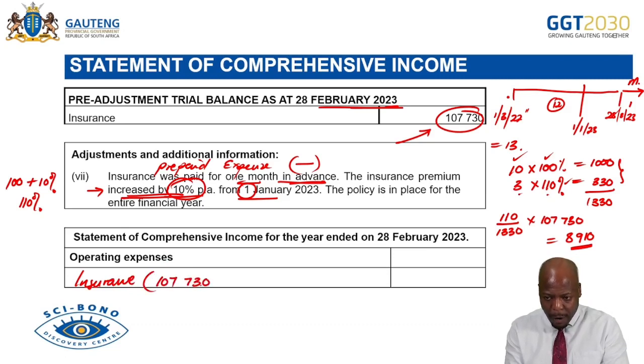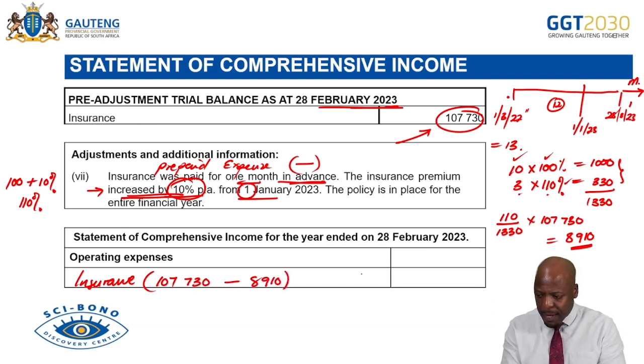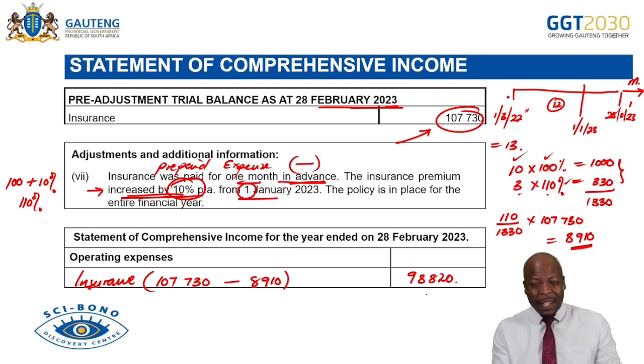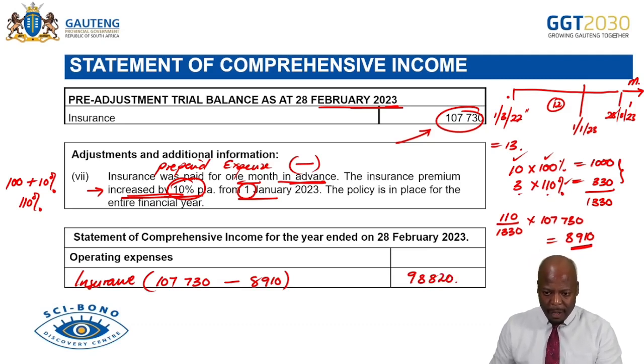107,730. All right. Then do I have an amount that has been paid in advance? Yes. So I come in and subtract it, 8,910. And then I'm going to end up now with my amount, which is 98,820. Okay. Can I move on to the next one? Let's do that. We're going to move on to the next aspect.